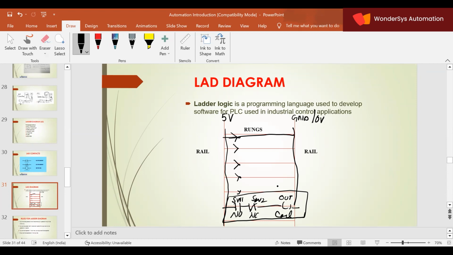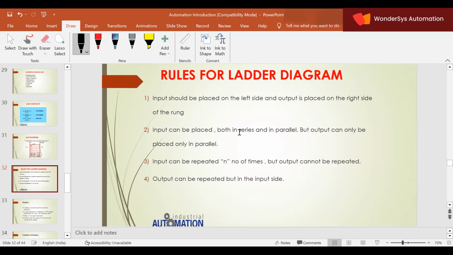Now, whenever we write a ladder diagram, it is very important to know the few rules of writing the ladder diagram. If you do not follow those rules, you can't create a ladder diagram. It will be showing some error or the other. So now let's see what the rules of the ladder diagram are. There are 4 rules. We have to be very careful. The first rule states that input should be placed on the left side and the output should be placed on the right side of the rung.